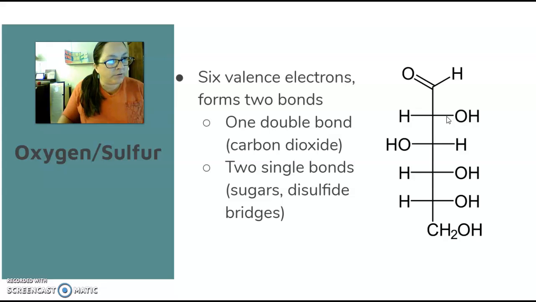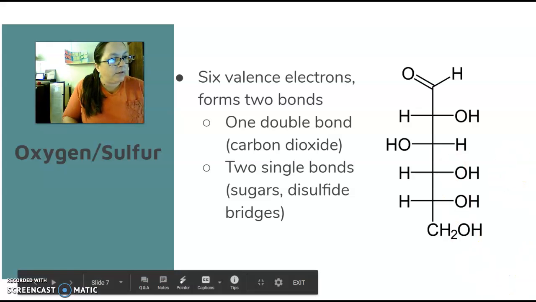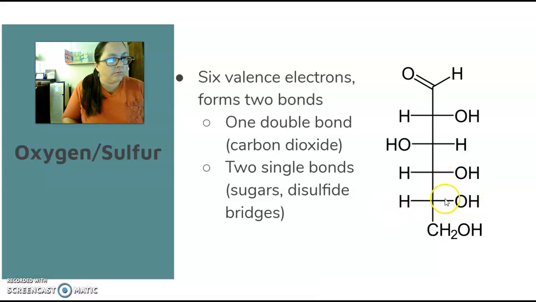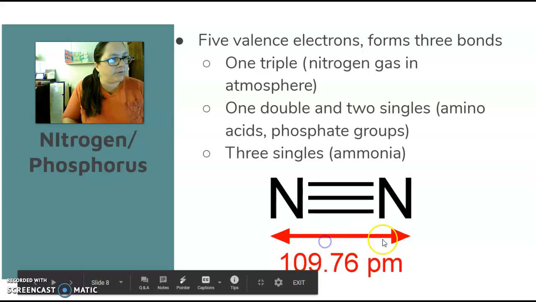Alright, so this is a glucose molecule, and sulfur has a special kind of bond called disulfide bridges, which are 2 single bonds, and we'll talk about disulfide bridges when we talk about protein structures later. Alright, so 1 double bond, carbon dioxide, or 2 single bonds like in the sugar that you see here, 1 on that sugar backbone and 1 on the hydrogen.